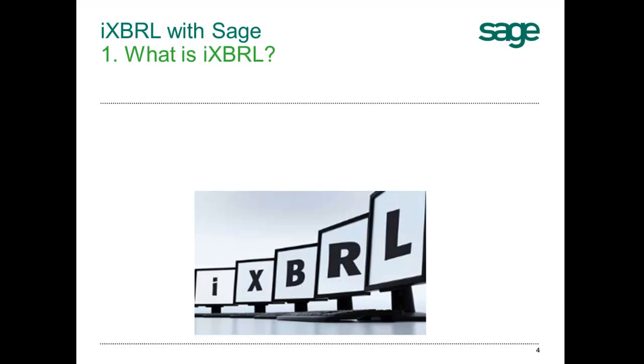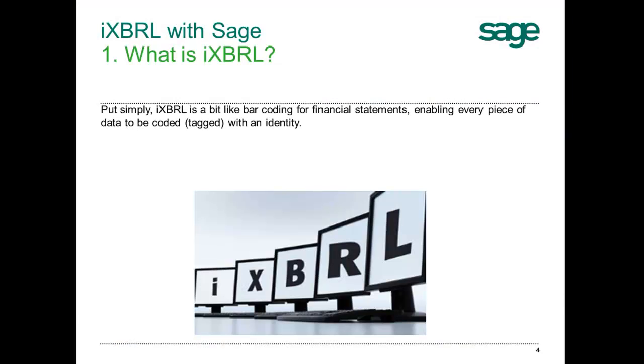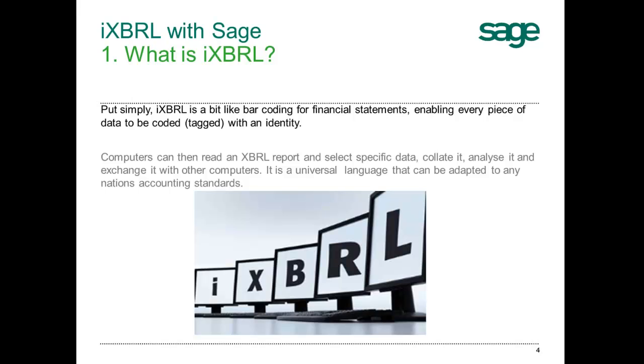So iXBRL. What is iXBRL? Now, put simply, iXBRL is a bit of barcoding for financial statements, enabling every piece of data to be coded, also known as tagged, with an identity. Now, computers can then read an iXBRL report and select specific data, collate it, analyze it, and exchange it with other computers. It is a universal language that can be adapted to any nation's accounting standards.